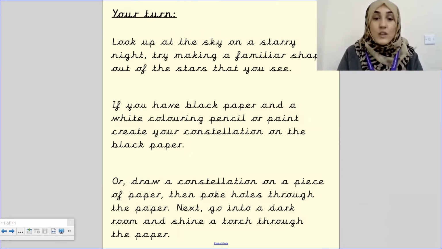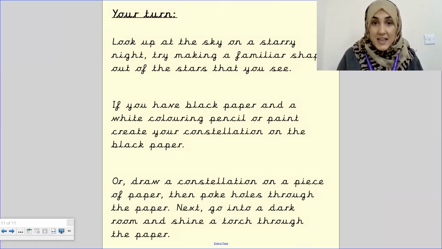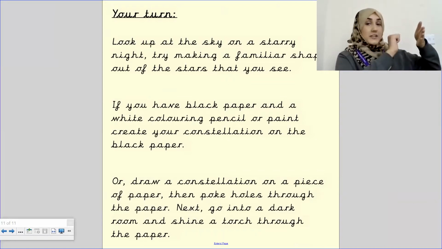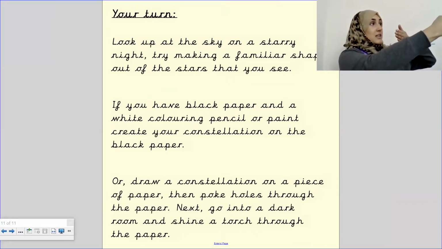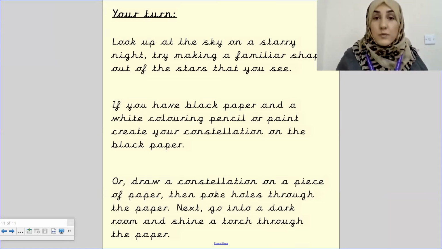Thirdly, draw a constellation on a piece of paper, and just like we did in our art, where you drew the repeated pattern and then with a sharp pencil you pricked it through the styrofoam, do the exact same with your constellation. Prick a hole and then go into a dark room and shine a torch through your paper. So pretend this is your paper, shine a torch through and you should be able to see the constellation and the light going through the holes onto your wall, for example, a bit like a puppet show. So that is one of the things that you could also do.